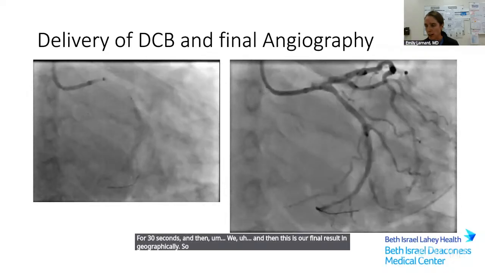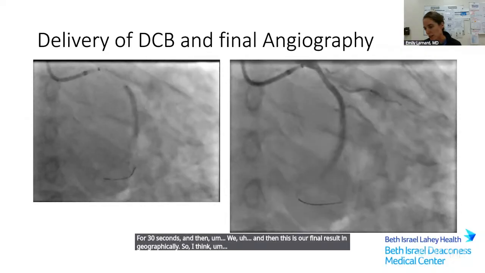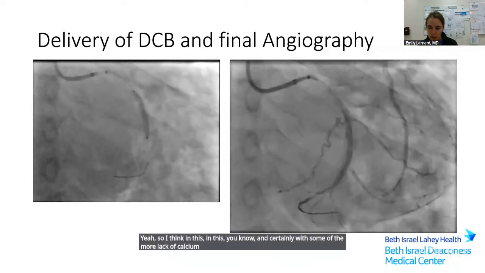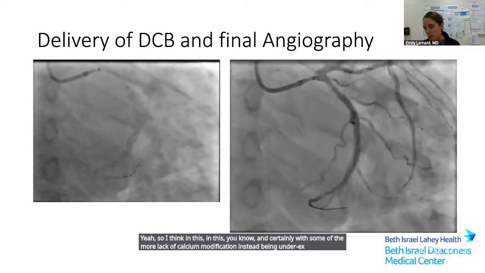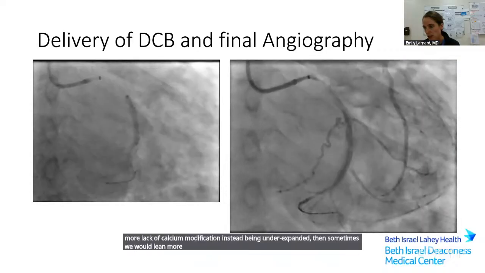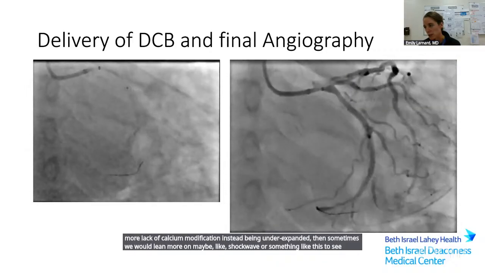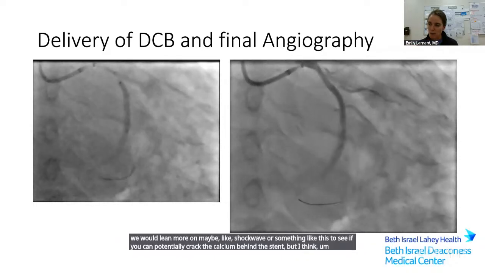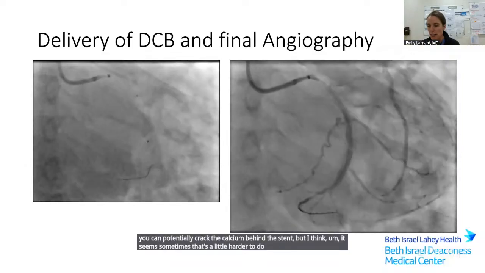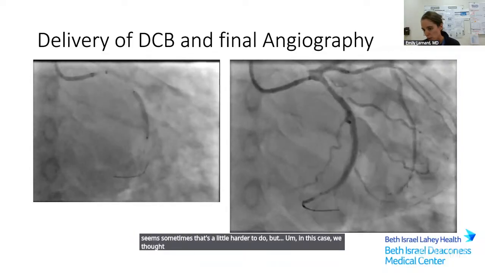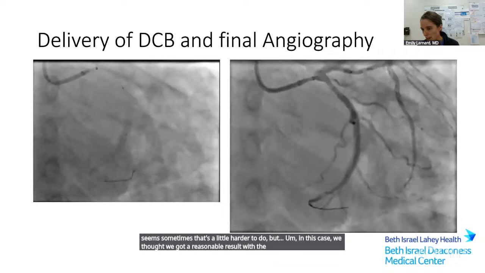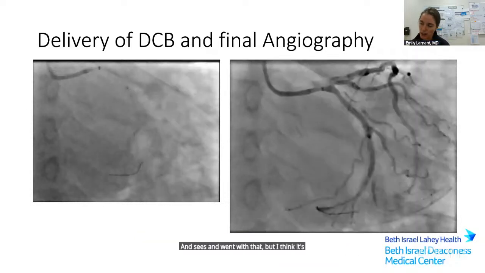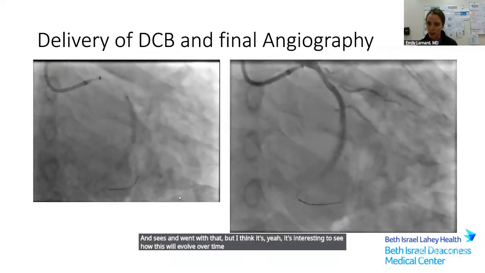Certainly with some of the more calcium modification needs and the stent being underexpanded, sometimes we would lean more on maybe shockwave or something like this to see if you can potentially crack the calcium behind the stent. But it seems sometimes that's a little harder to do. In this case, we thought we got a reasonable result with the Wolverine and the NCs and went with that. But I think it's interesting to see how this will evolve over time in terms of our use.